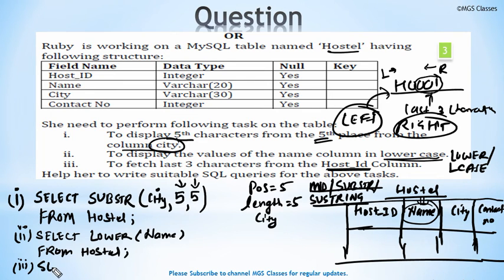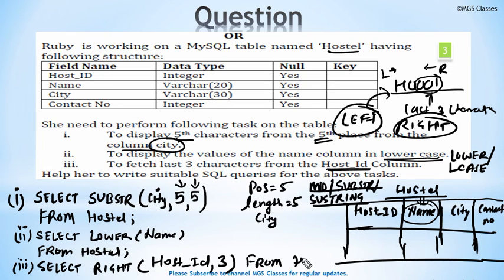For last 3 characters you apply the RIGHT function, and for first 3 characters you apply the LEFT function. So here we will apply the RIGHT function: select RIGHT, and the name of the column is given as hostel ID, or we can say host ID, comma 3, as we are interested in the last 3 characters, and then from the hostel table. So you can write the answer like this. This is the question on MySQL functions, and the topic was single row functions, specifically string functions. So this way you can answer these 3 questions.